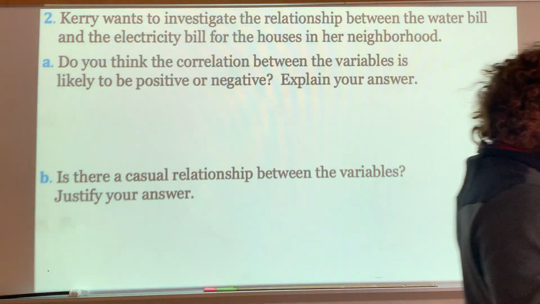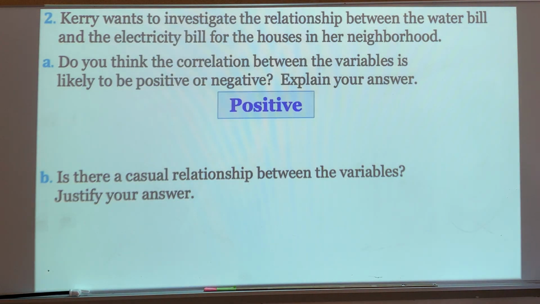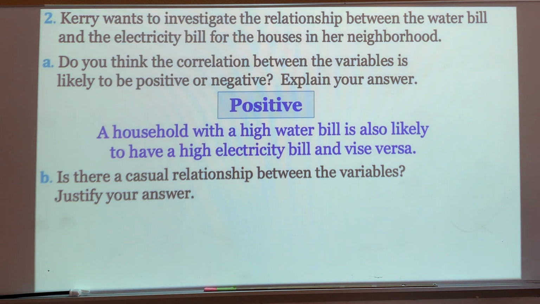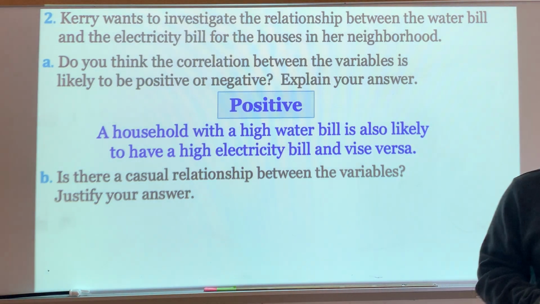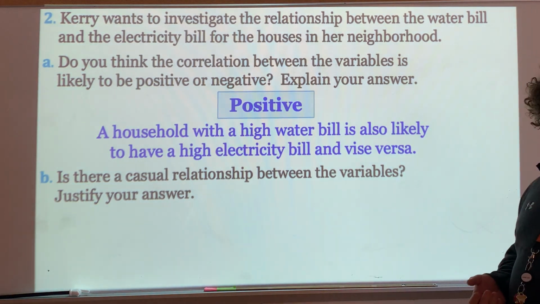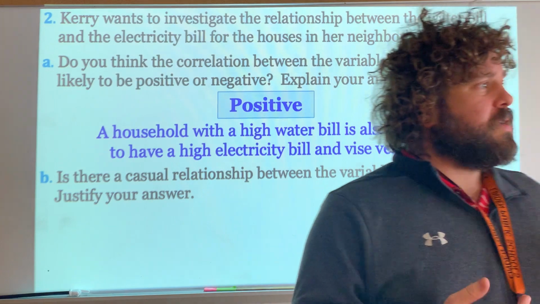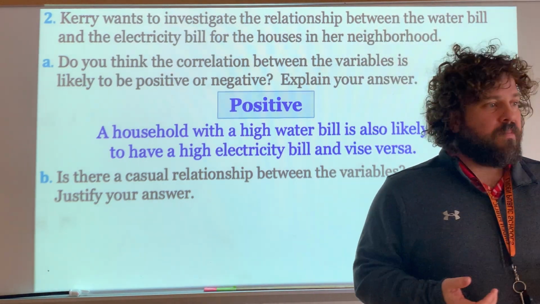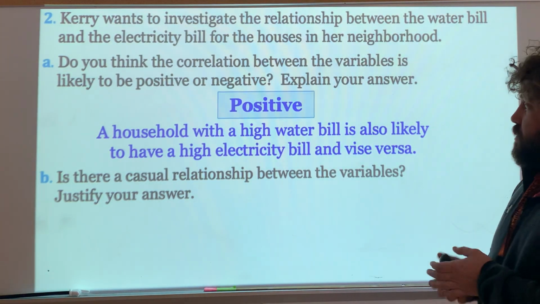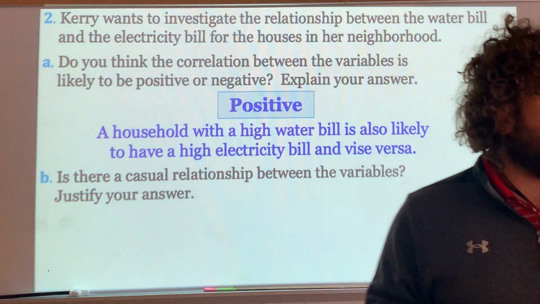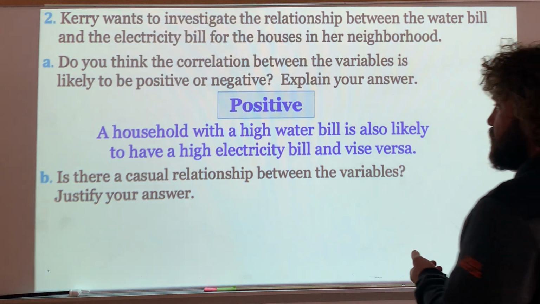All right, so first one. Positive or negative? You should say it is positive. Explain: a household with a high water bill is likely to have a high electricity bill as well, and vice versa. The more electricity you use, it makes sense that you would use more water, probably because either there are more people in the house or you're just using the house more.